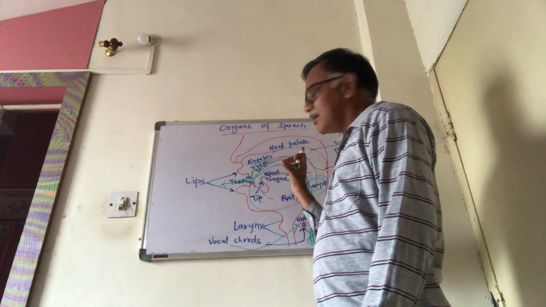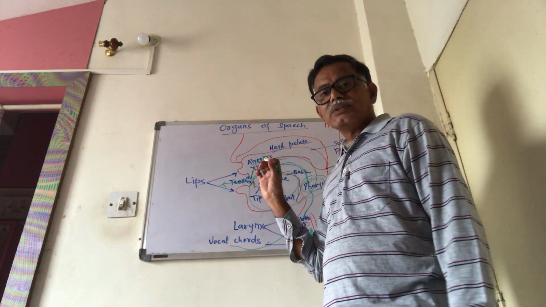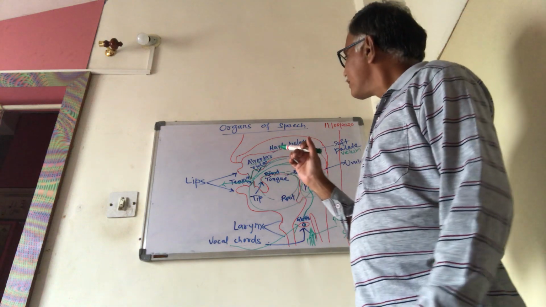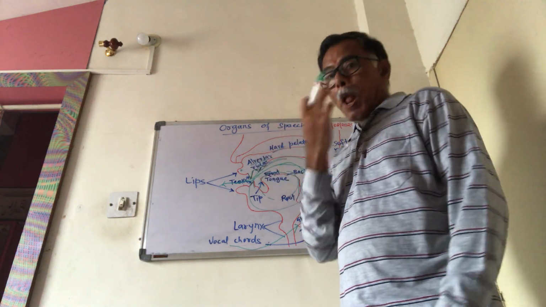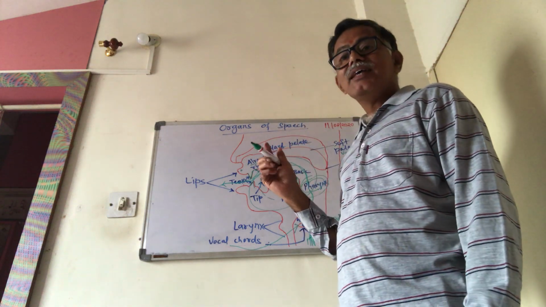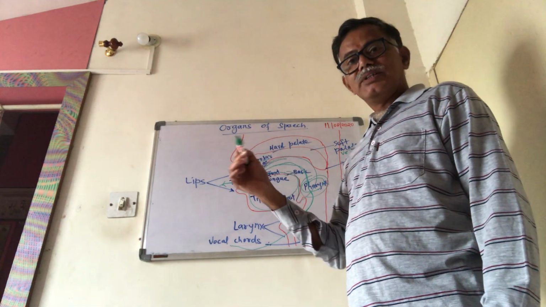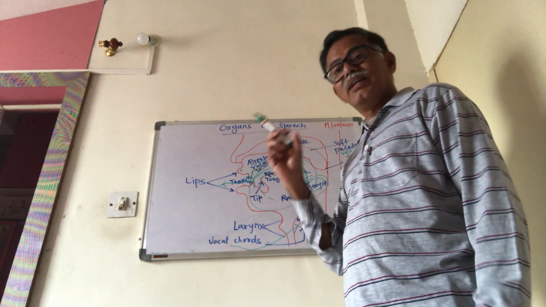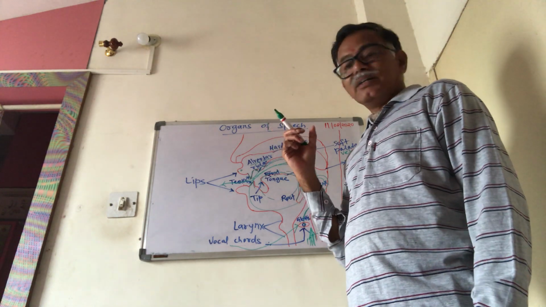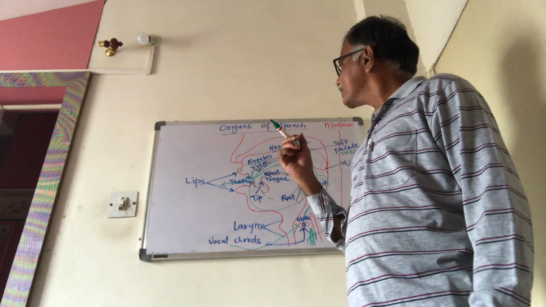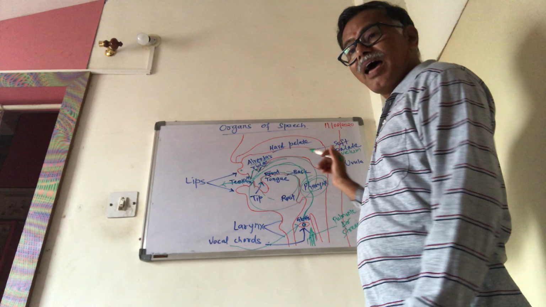This is not the only area where sounds are produced. We also have the nose. The nose also plays a very significant role in producing English sounds. Mostly some sounds, some vowel sounds, are produced through the nose. How does it happen? Let us see.